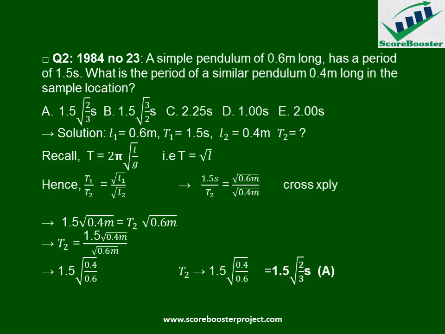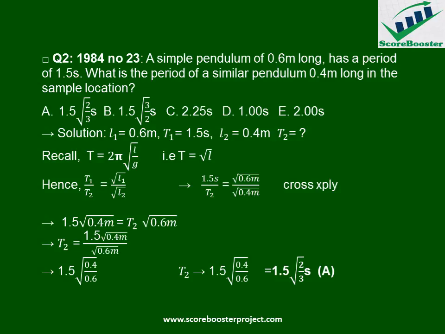Now, the second question we shall be considering comes from 1984, number 23, and the question goes thus: a simple pendulum of 0.6 meter long has a period of 1.5 seconds. What is the period of a similar pendulum 0.4 meter long in the same location?